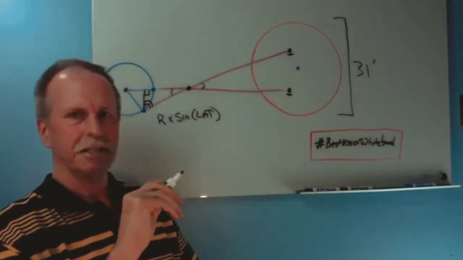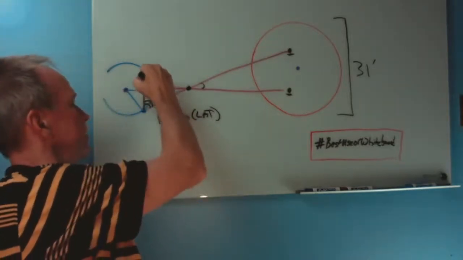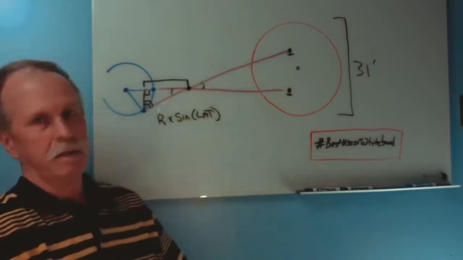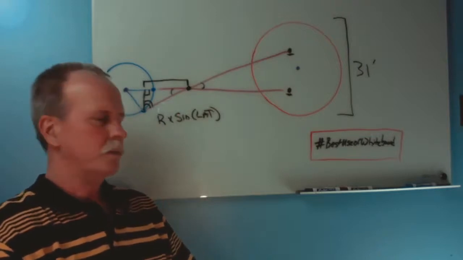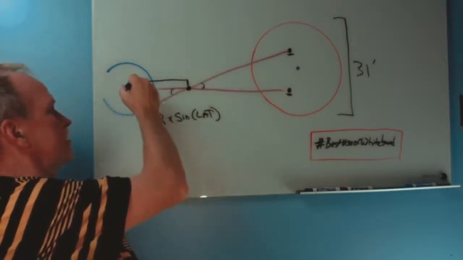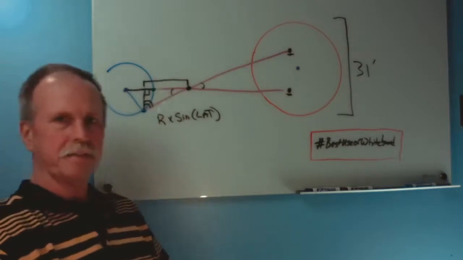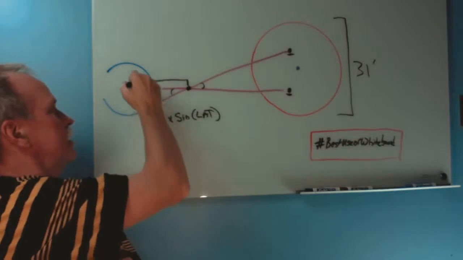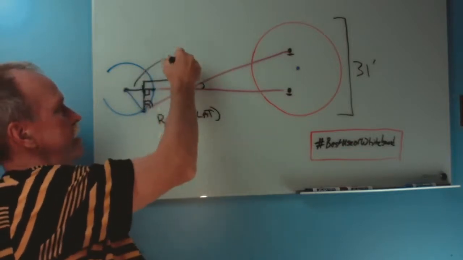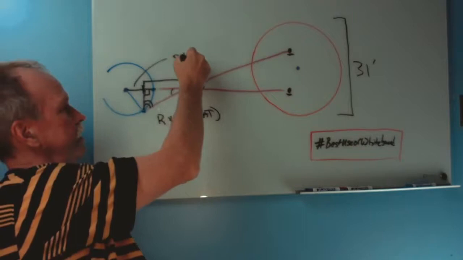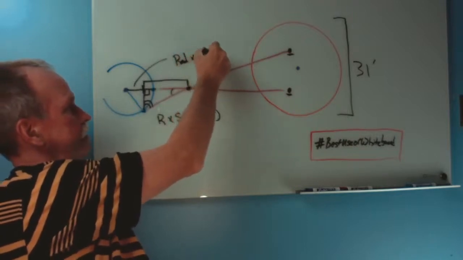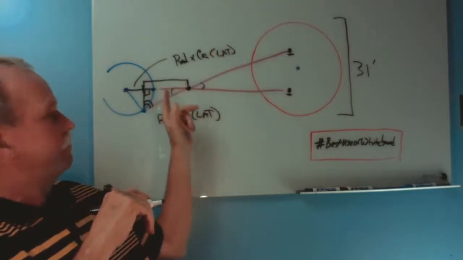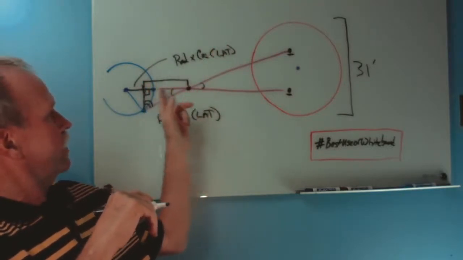So what does that tell us? Well, it tells us this distance right here, from the base of the triangle to Venus. Well, how does that help us? Well, we know that this is the radius of the Earth. And we know that this portion of the radius is the radius times the cosine of the latitude. And once we solve for that little segment right there, we can determine the length of that whole leg.